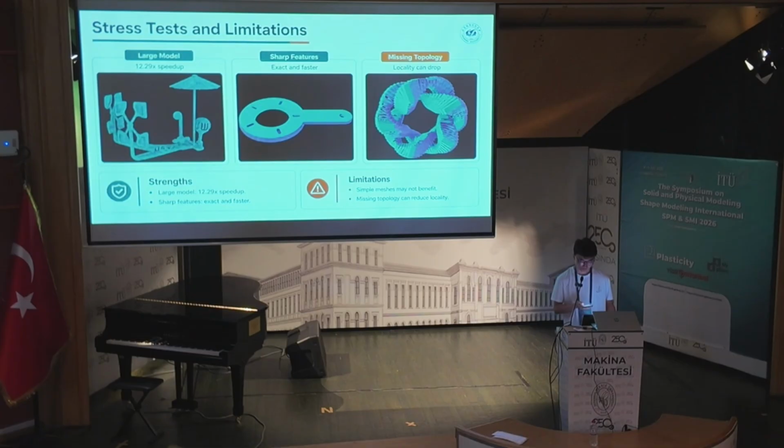However, the method is not always faster. There are two main limitations. First, for very simple meshes, the subdivision is shallow. Also, the overhead may be larger than the benefit. Second, the method depends on topology. If the mesh has missing topology, or the structure or transform data is bad, the neighborhood may not be reliable. So the method falls back to the global image query.